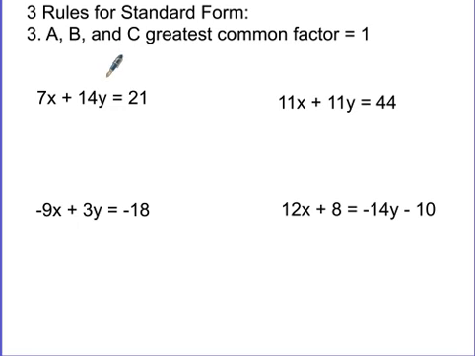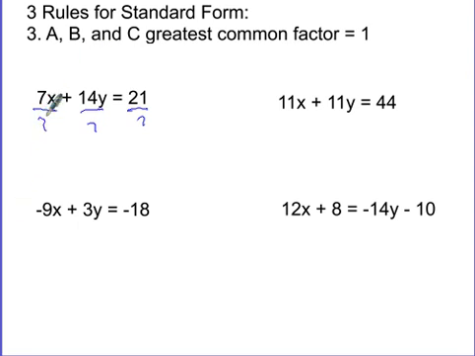Okay, does that make sense? Do you guys understand what greatest common factor is? Yes. Okay. Yeah, so they can't be divided by any common number except for 1. So when you look at 7x plus 14y equals 21, what's a common factor of all those numbers? 7. So what I need to do is I need to divide everything in this equation by 7. And that's a legal move. If we divide everything in the equation by the same number, we can do that.